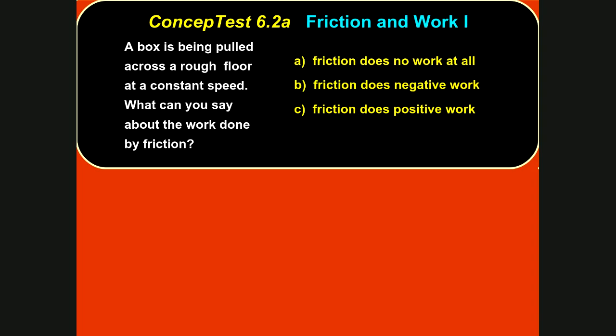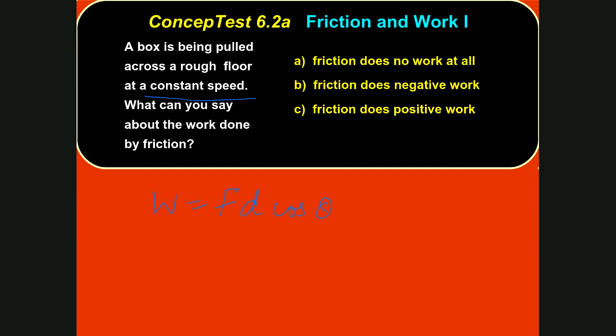A box is being pulled across a rough floor at a constant speed. Now remember, this is constant speed. What can you say about the work done by friction? So take a little while. Does friction do any work? So a box is being pulled across a rough floor. Rough floor means there is friction, and work done is equal to force times distance times cosine of theta.